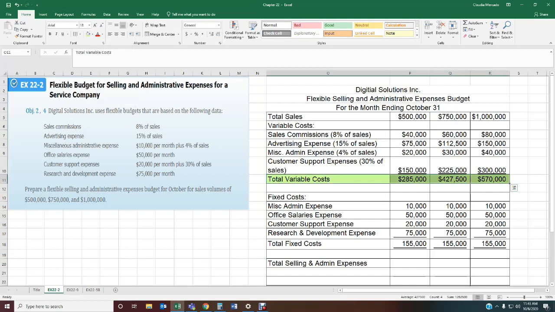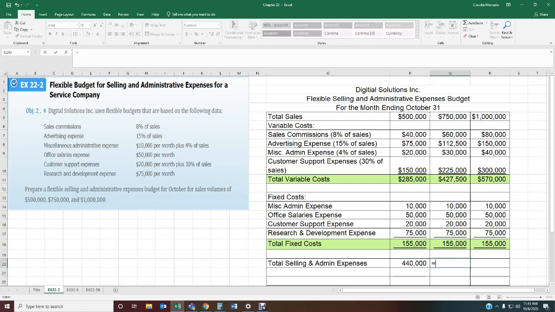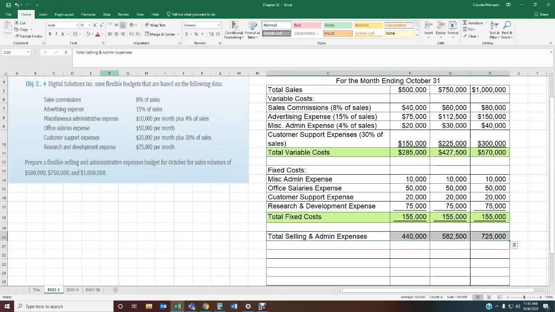Now that we've got our total variable cost, and let me highlight this so we can see it, and we've got our total fixed cost over here, I can get my total selling and admin expense. What we're going to do is add my total variable cost plus my total fixed cost to get your total selling and admin expense. You're going to do that for each category: total variable cost plus total fixed cost, and that is what we get.